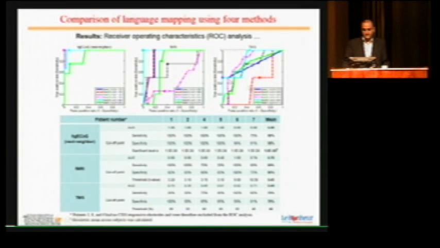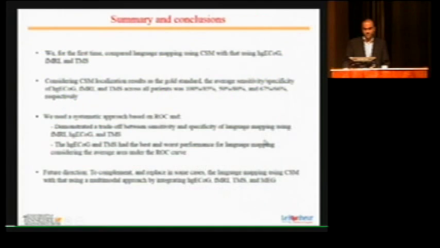So based on that, we have a measure of area under the ROC curve. That measure shows how good a specific method is. So we see that, again, high gamma ECoG has 98% area under the ROC curve. The fMRI is after that, and TMS is the worst when compared on this specific measure.